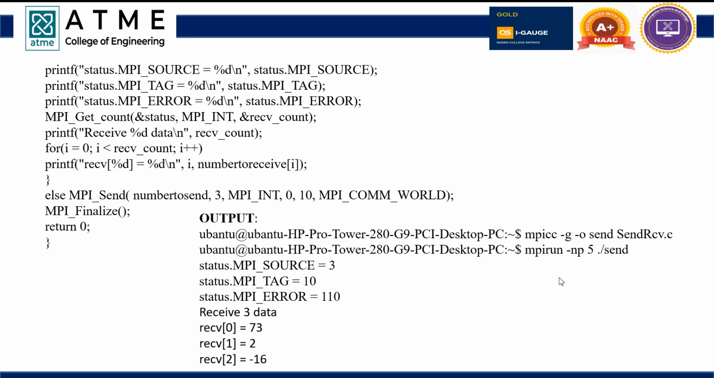As we have given only 3 data items to be received in the program, we receive the data: receiver of 0 is 73, receiver of 1 is 2, and receiver of 2 is 16.